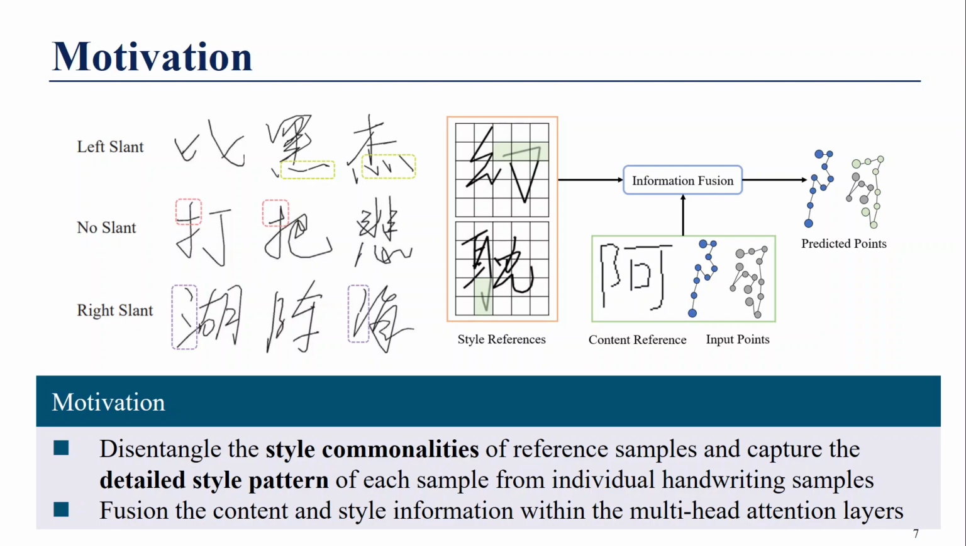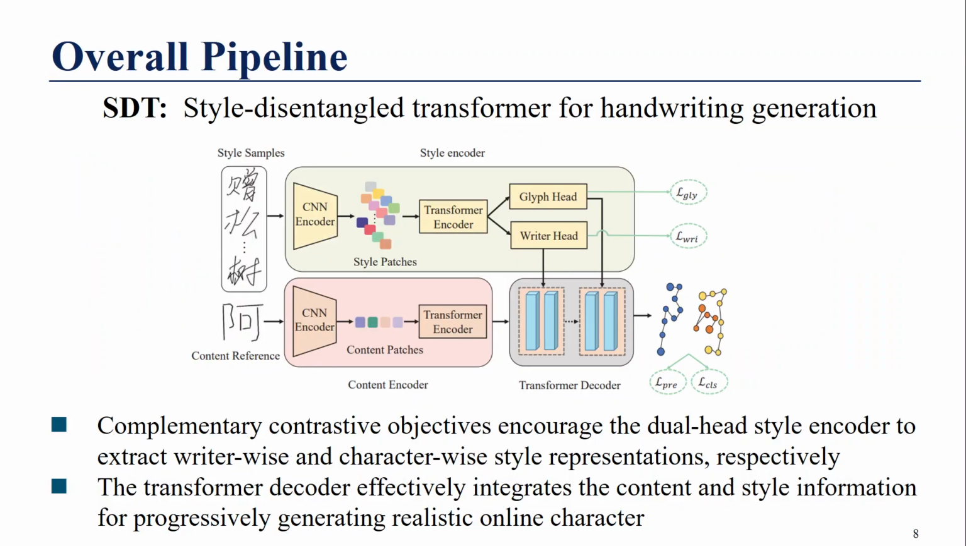After learning the style information, unlike previous methods of simply putting style and content features together, we use the content as the query to adaptively capture the style information, achieving efficient integration of style and content. In this paper, we present the Style Disentangled Transformer, named SDT, for handwriting generation. As shown in the figure, SDT consists of a dual-head style encoder, a content encoder, and a transformer decoder. More specifically, we use the contrastive learning framework to guide each head to focus on the writer-wise and character-wise styles, respectively, and effectively integrate the content and style information via the transformer decoder to generate realistic online characters progressively.